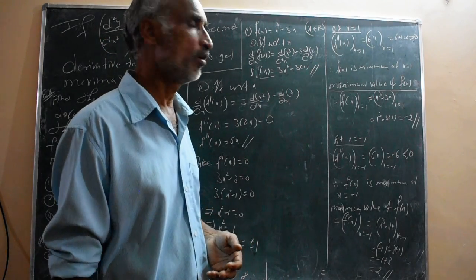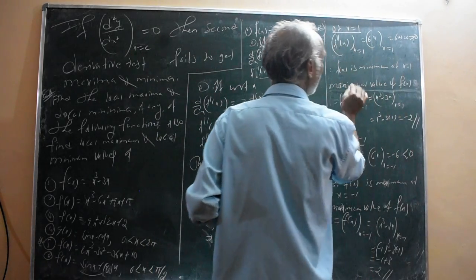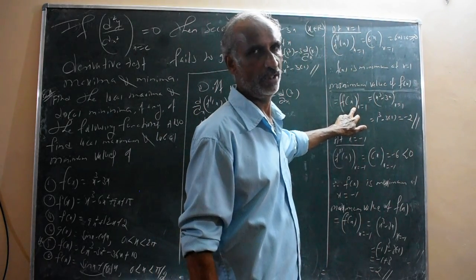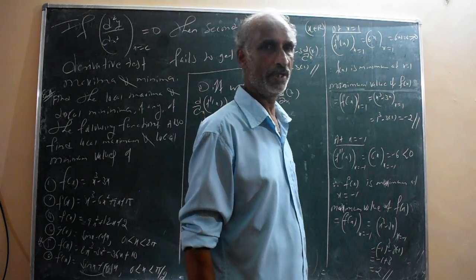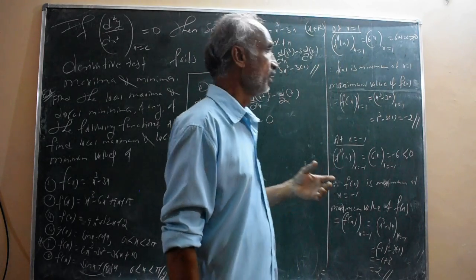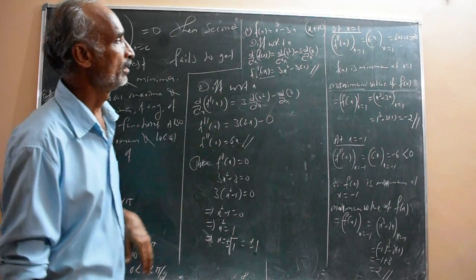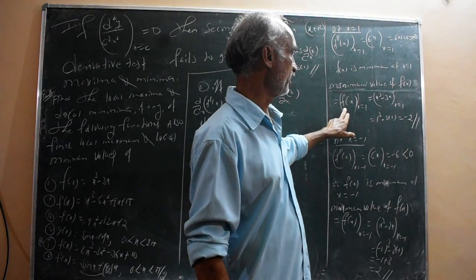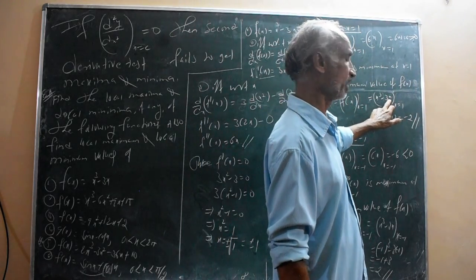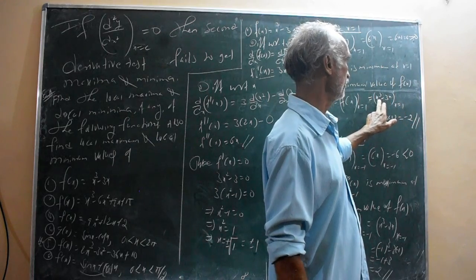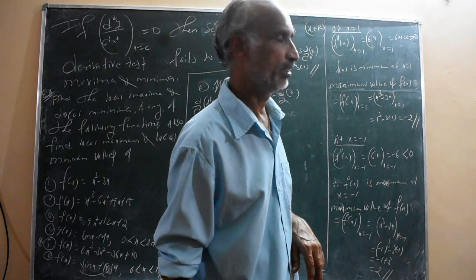To get the minimum value of f of x, in f of x take x is equal to 1. After getting the minimum point or maximum point, to get the maximum value or minimum value, that x value is to be substituted in f of x. Step number 3: in f of x, I have taken x is equal to 1. Then f of x is x cube minus 3x, the original function. With x is equal to 1, it is 1 cube minus 3 into 1, which is 1 minus 3, that is equal to minus 2.